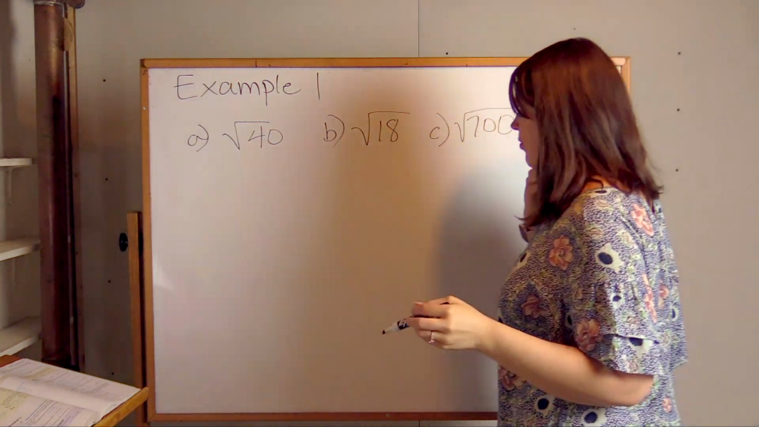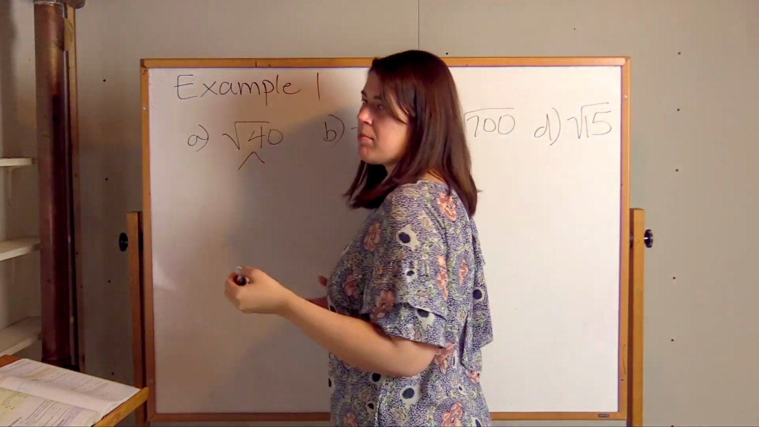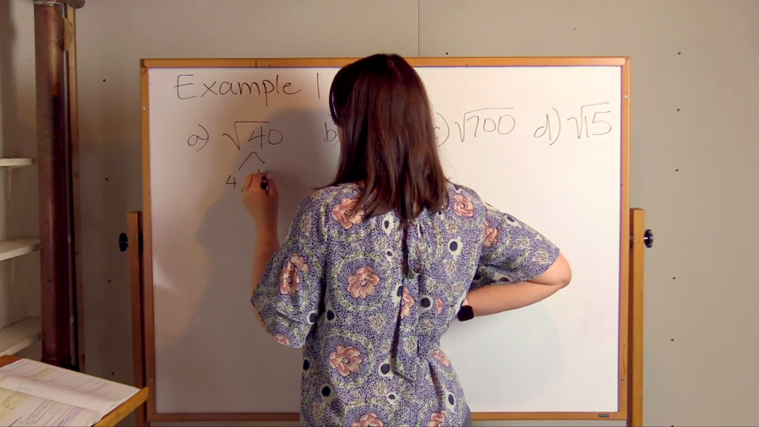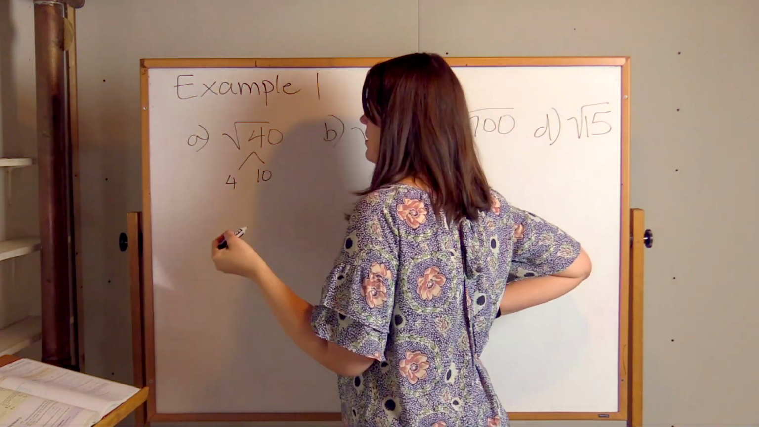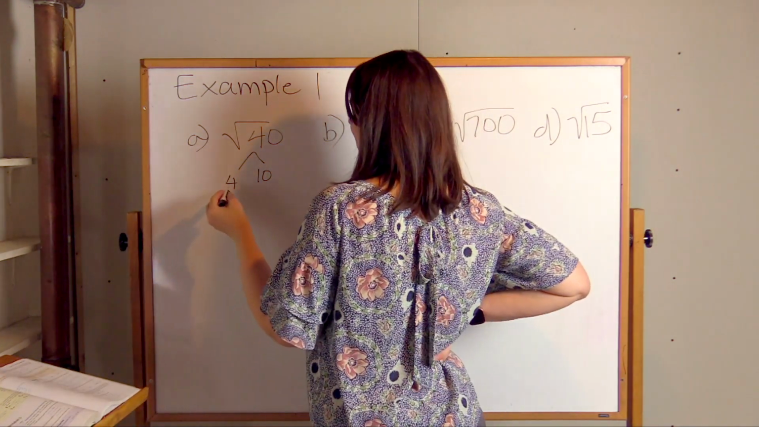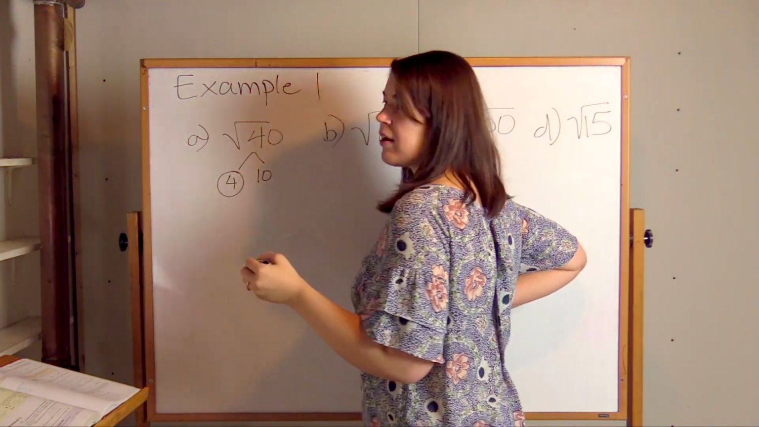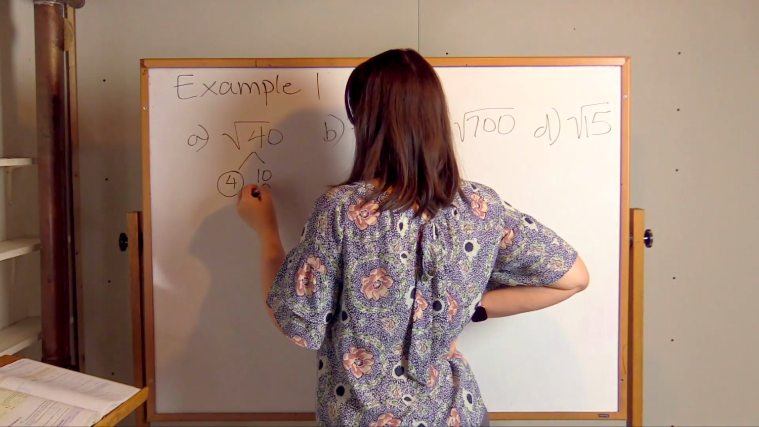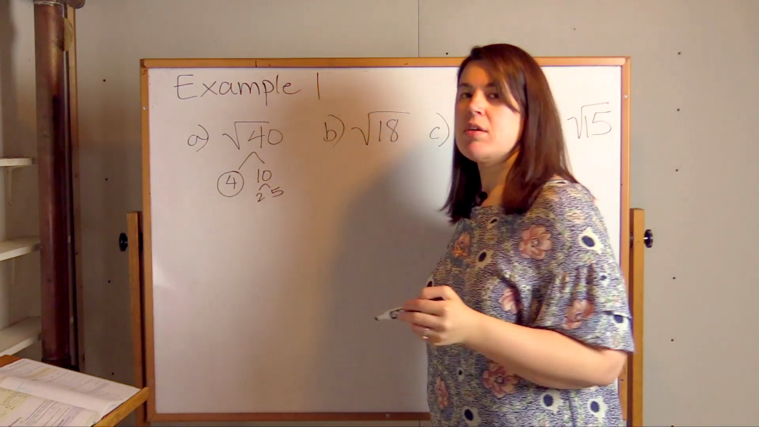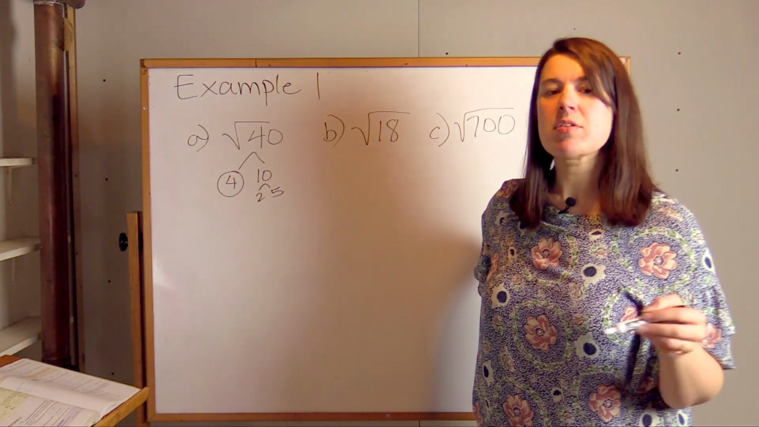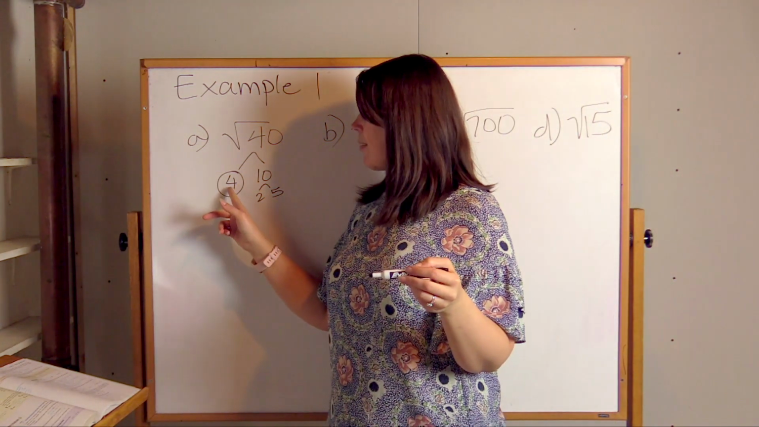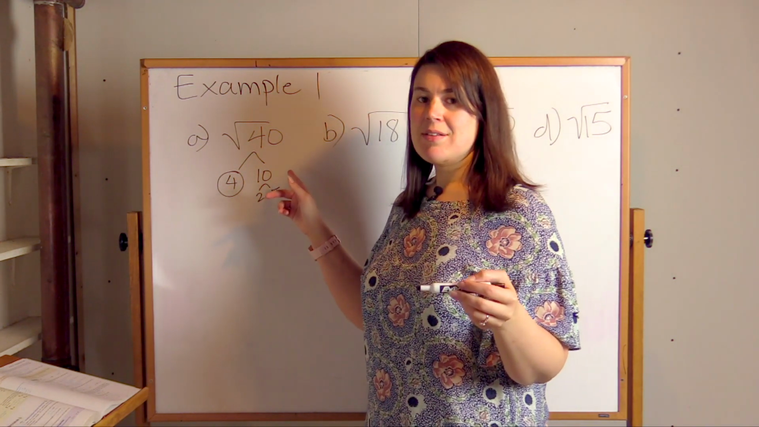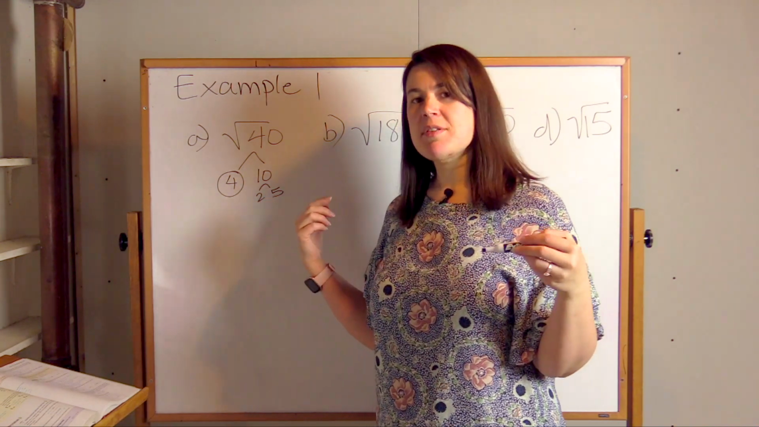All right, so going through the factors of 40, I know that the same number twice cannot equal 40. But what I do know is that I have 4 and I have 10. So 4 times 10. In this, 4 is a perfect square, 2 times 2. 10 is 2 times 5, so I can't take a perfect square of that. So I'm going to take the square root of 4, but because 10 doesn't come out evenly, it's going to have to stay behind.